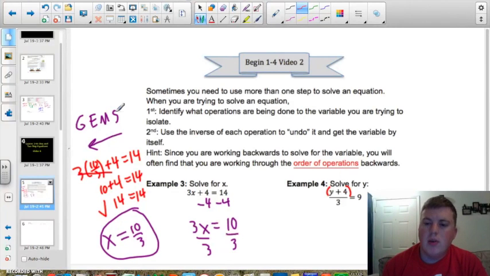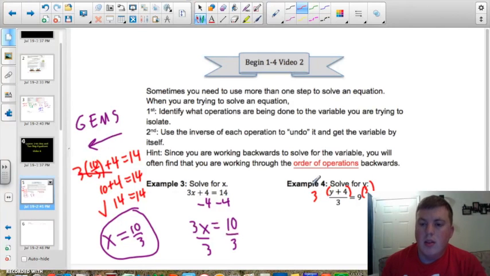Normally we would want to undo that addition first, but since that fraction bar puts this in parentheses, this actually falls under the grouping category, so that's going to be what we have to undo last. The other thing a fraction bar means is that we're dividing. So to get rid of that division, what we would need to do is multiply. We multiply both sides by 3.